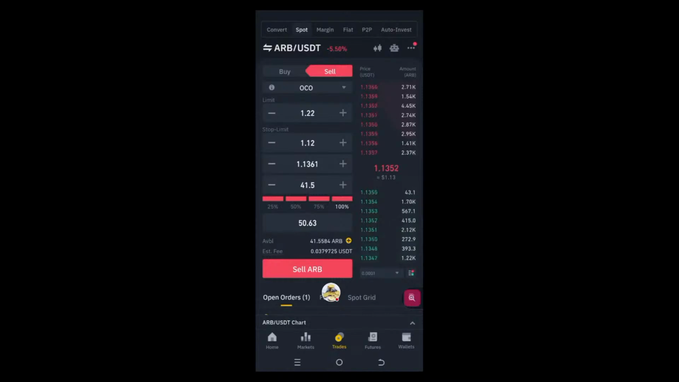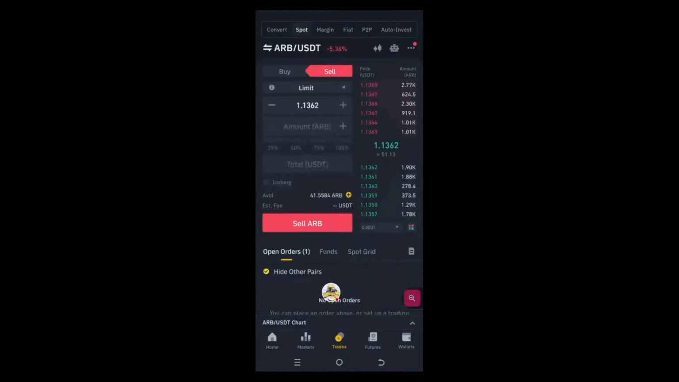That's the reason why I personally will not choose OCO, because I want to get the money. I want the price to get to 1.22 and I get my profit out. Now that's just the difference, right? Let me go to limit, because this is my absolute best. So for limit, I'm going to set the price I want.